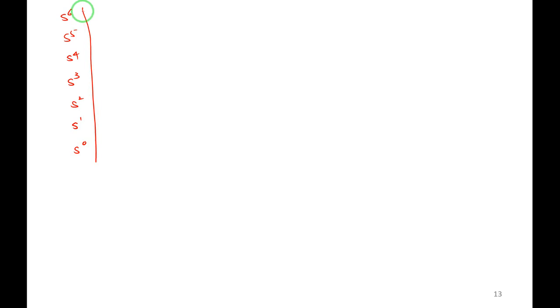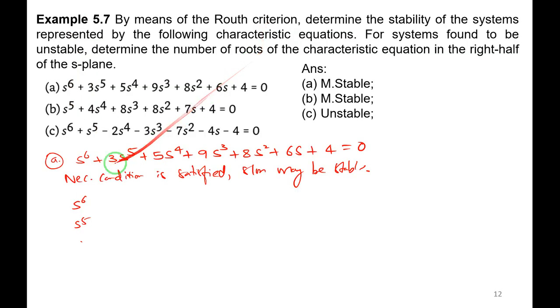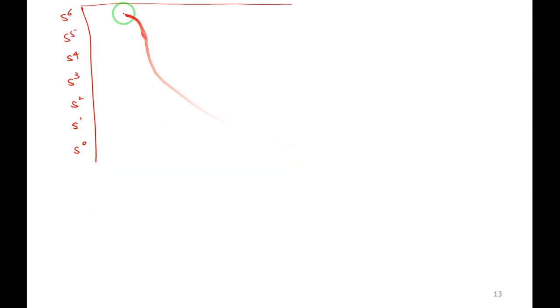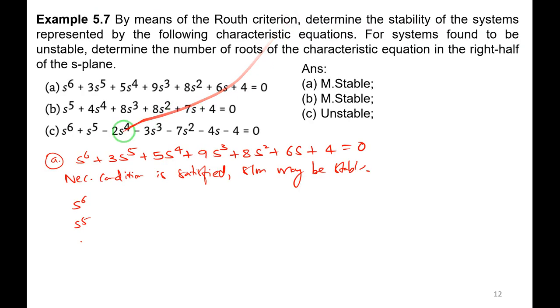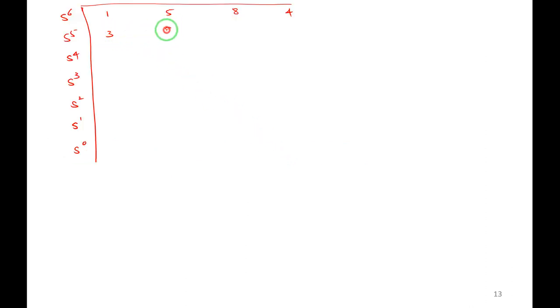Let me go to the next slide. That would be better. S power 6, s power 5, s power 4, s power 3, s square, s to the power of 1, s to the power of 0. Write down the odd term coefficients: 1, 5, 8, 4. Next, even term coefficients: 3, 9, 6.